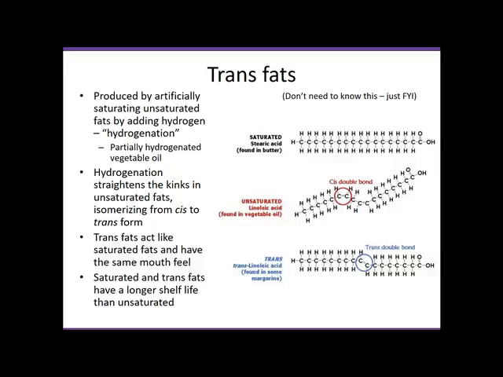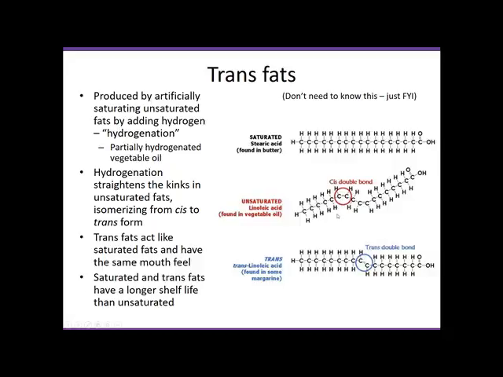Trans fats are purely artificial. You will never find trans fats from a natural product. And how they're produced is they're produced by taking an unsaturated fat, like this fatty acid tail found in vegetable oil, and forcibly adding hydrogen to it. This is called hydrogenation. And maybe you've seen this term, partially hydrogenated vegetable oil. That is vegetable oil with unsaturated fats that has been hydrogenated. It's where we've added hydrogens.